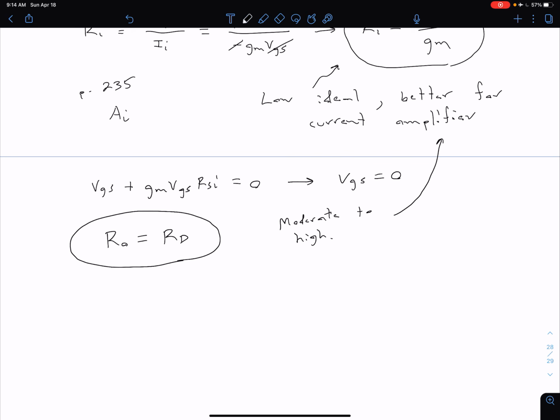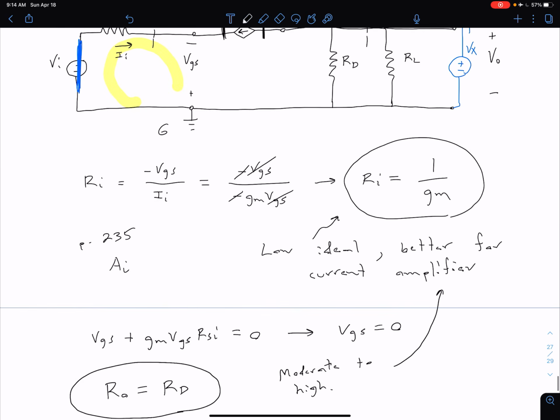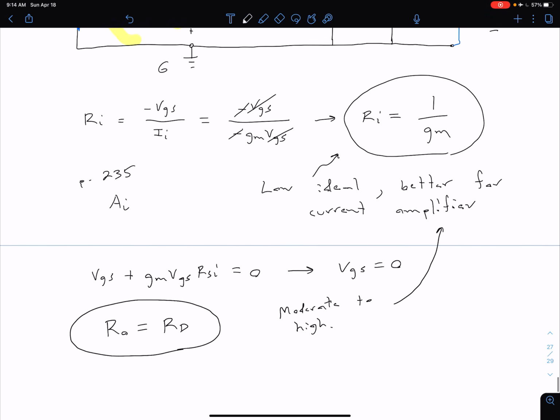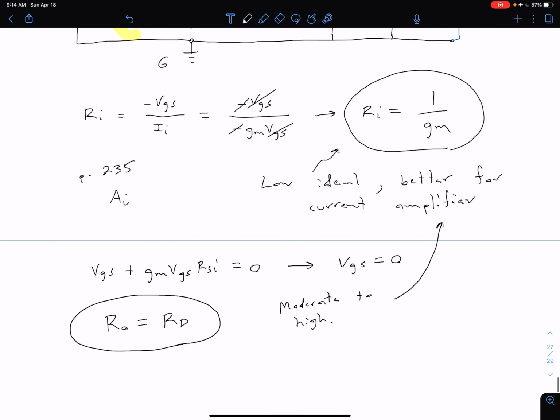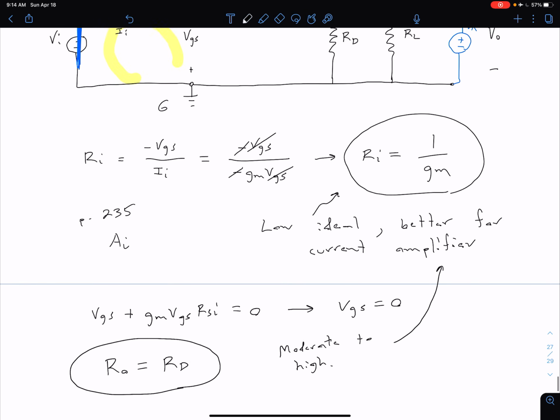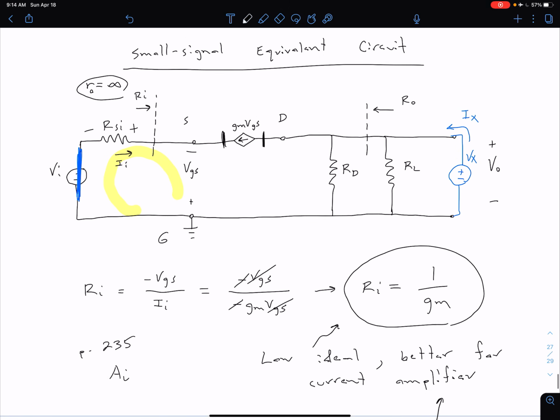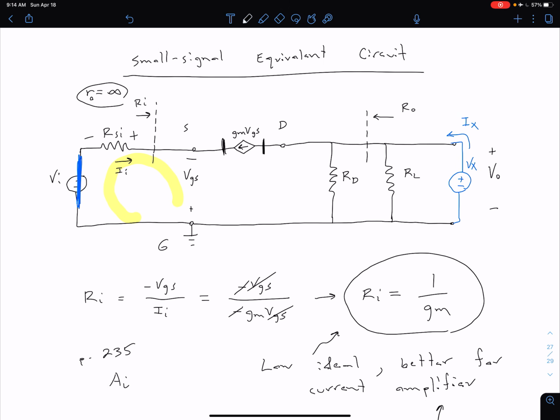Now, ultimately, our loading effects are also going to depend on what our load resistor is, but we would like to have our input resistance really low and our output resistance really high for a good current amplifier. In the next video, we're going to come back and take a closer look at what our voltage gain is, and then that's going to conclude our discussion on this common gate configuration.